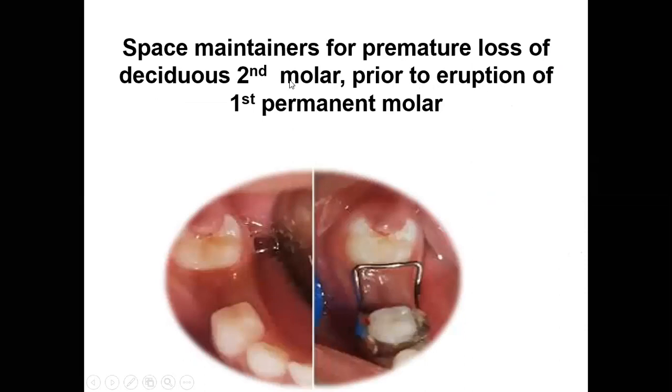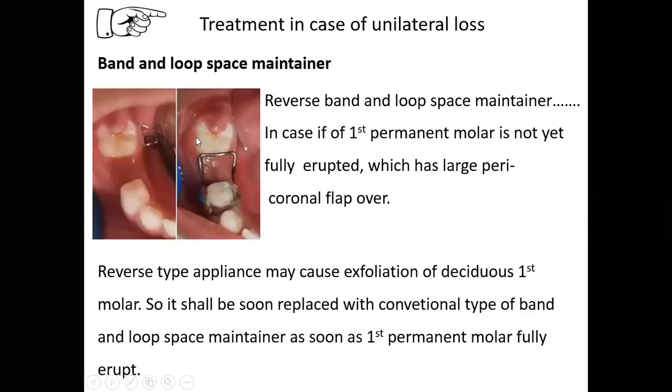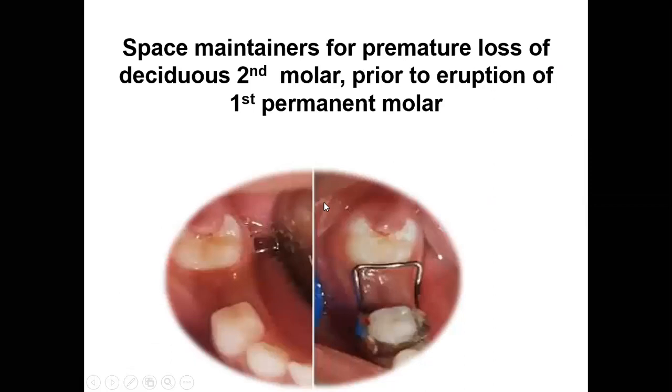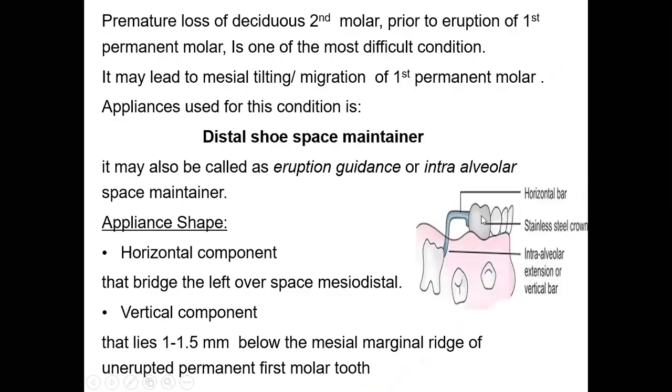Space maintainers for premature loss of the deciduous second molar prior to eruption of the permanent molar. As I told you, in this picture I showed you, the permanent tooth is not yet erupted properly. So when the second deciduous molar is lost and the permanent first molar is not yet erupted into the oral cavity, then in such a case, these types of space maintainers can be given. Or we can give a distal shoe space maintainer.